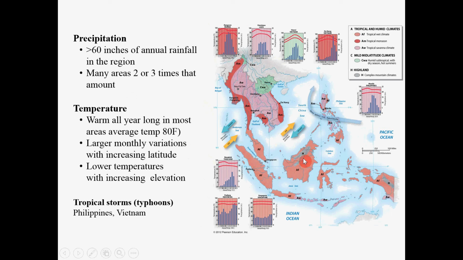Another factor that has an impact on the climate in Southeast Asia is typhoons, and this is the same thing as hurricanes, just with different names. In South Asia, it is called cyclones. In North America, it's called hurricanes. In East Asia and Southeast Asia, it is called typhoon. It has a strong impact on the Philippines and Vietnam in late summer and early fall.